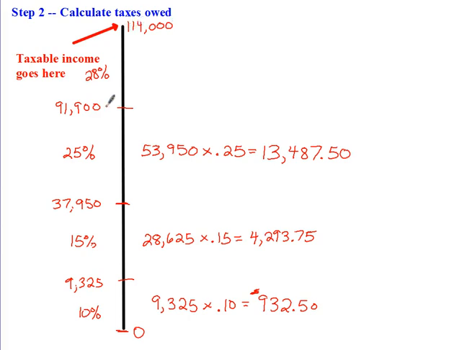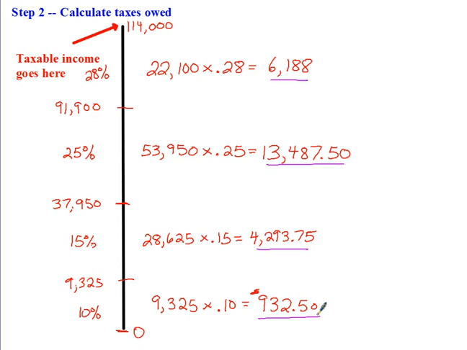And we're still not done because this guy's got income from 91,000 up to 114. So I got to take the taxable income minus the bottom of the bracket. So it's 114,000 minus 91,900, and that's $22,100 of income that's going to get taxed at 28%. So you're going to multiply that by 0.28, and that's another $6,188. And now we got to add all these together to get our final number.